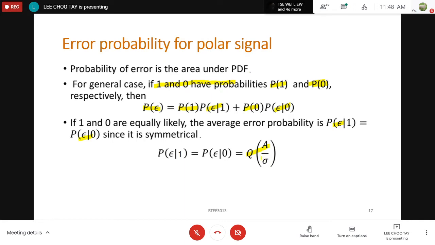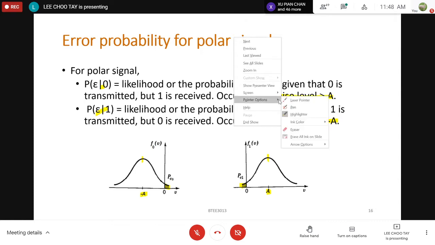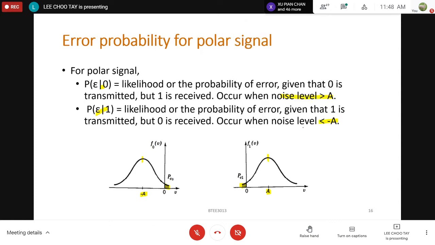All right. So this is for polar signaling. Okay, another way to remember is why is it A over sigma here? It's because a noise level of greater than A will actually cause the error in the detection. All right, this is for polar.